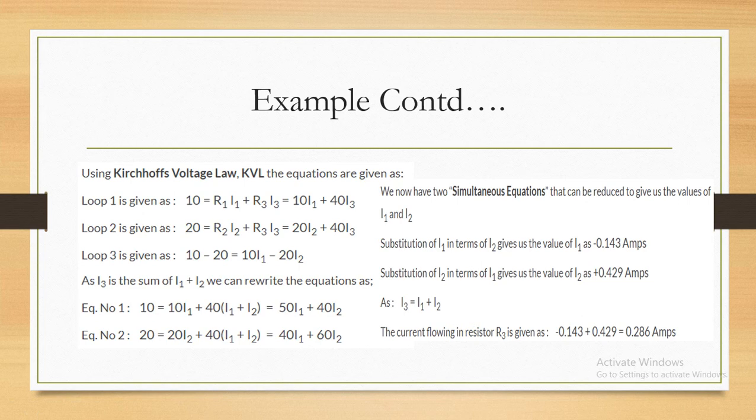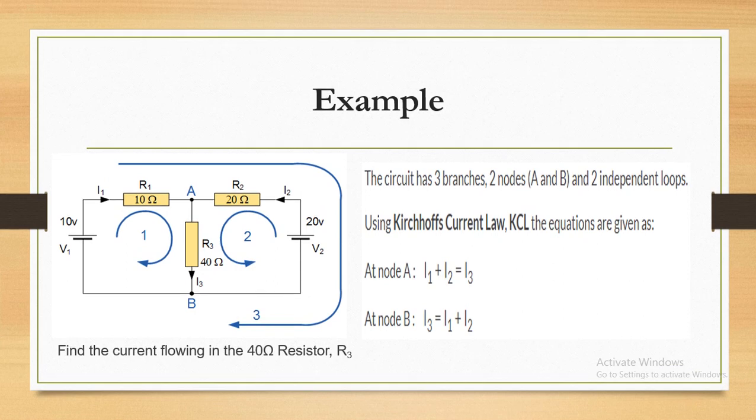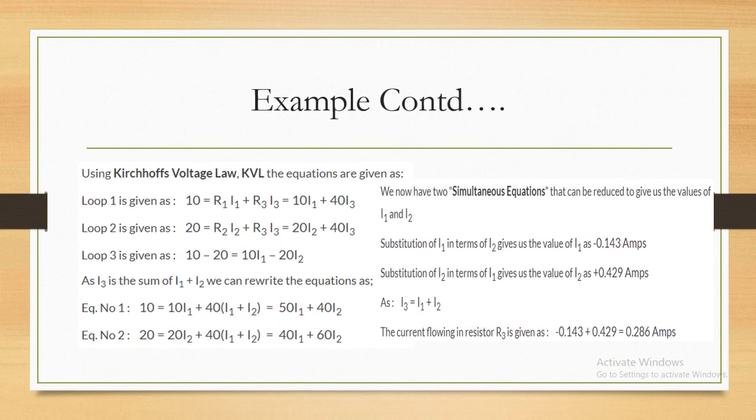Using Kirchhoff voltage law, when you apply KVL to loop 1, we get one equation: V1 is equal to the voltage drop across R1 plus the voltage drop across R3. See this. 10 volt is equal to R1 I1 plus R3 I3, that is 10 I1 plus 40 I3.